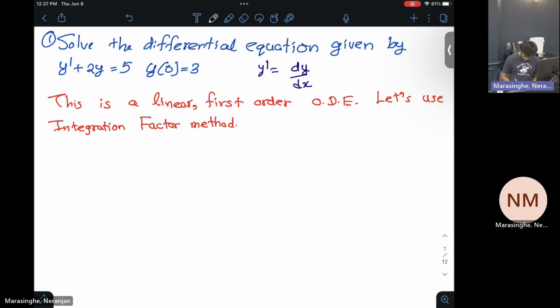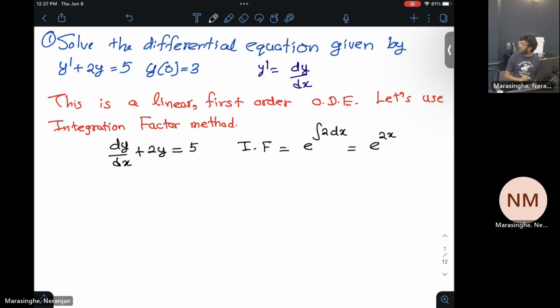So I have the differential equation dy over dx plus 2y is equal to 5, right? So what is the integration factor? In this case, what is the integration factor? It's the exponential of integral 2 dx, meaning e to the 2x. Okay, this is my integration factor.